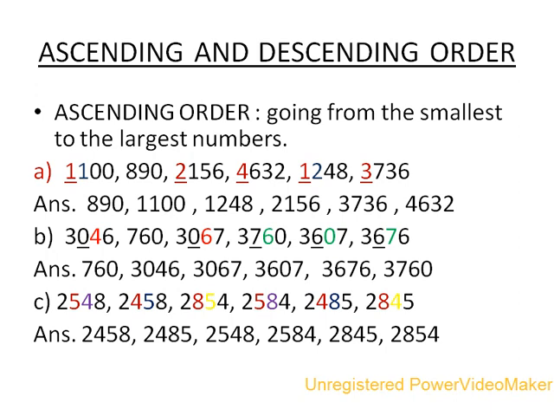Another example: 2548, 2458, 2854, 2584, 2485, 2845. Now in this group, if you see, all are 4-digit numbers, all have the same number at the 1000th place, but at the 100th place there are changes.